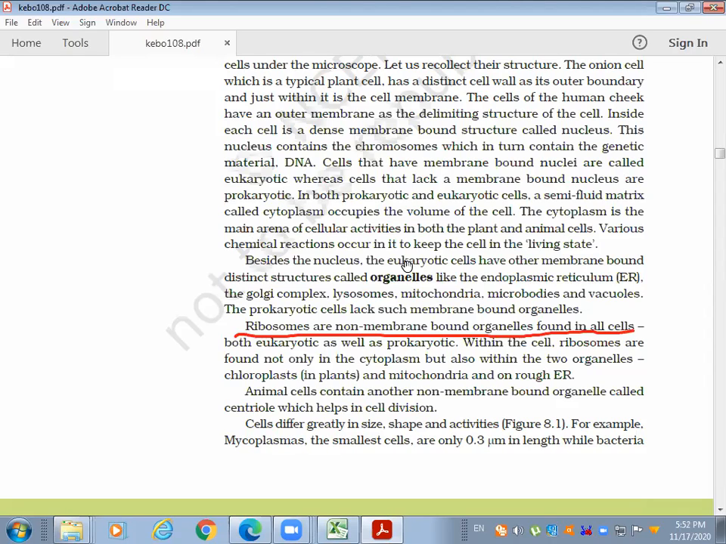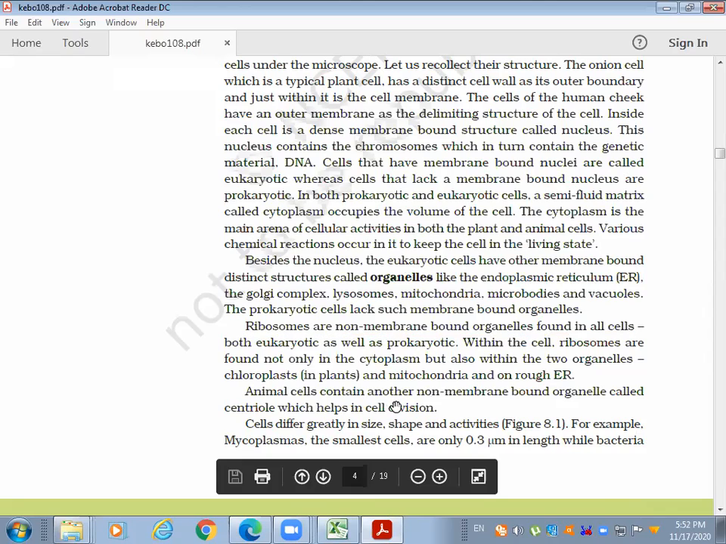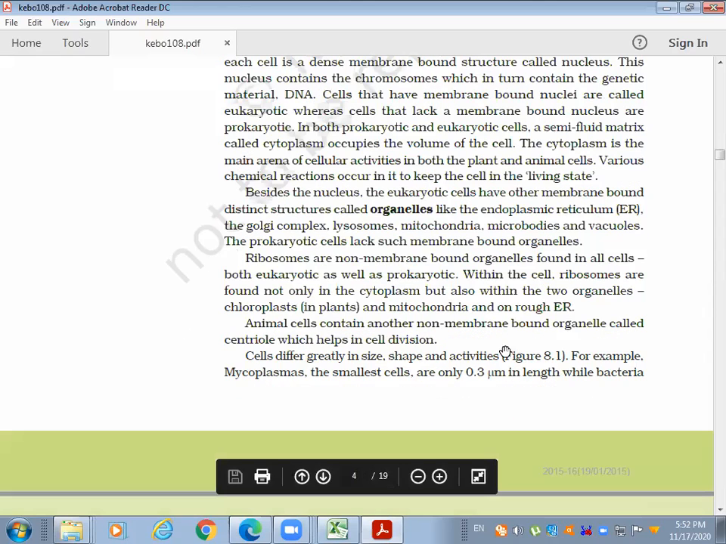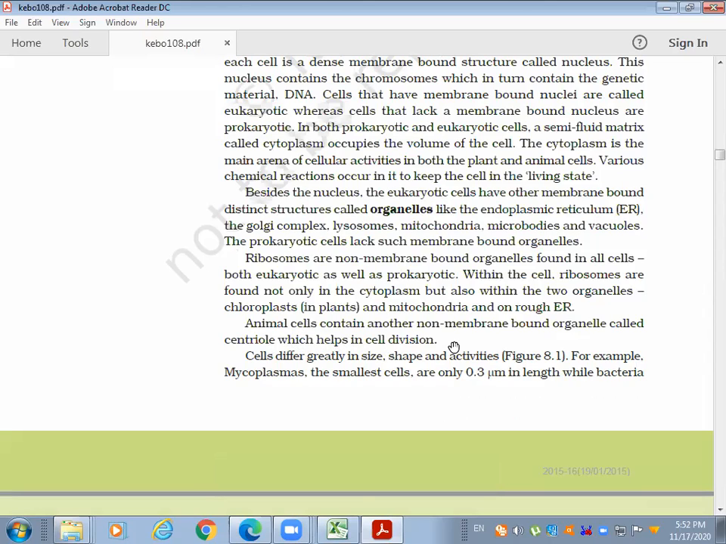Animal cells contain another non-membrane bound organelle called the centriole, which helps in cell division.